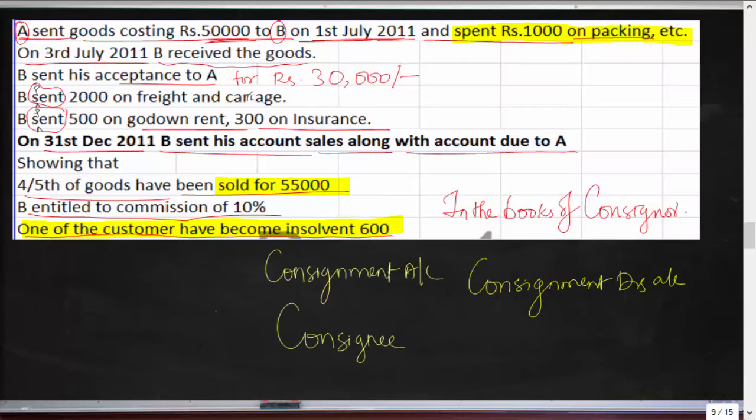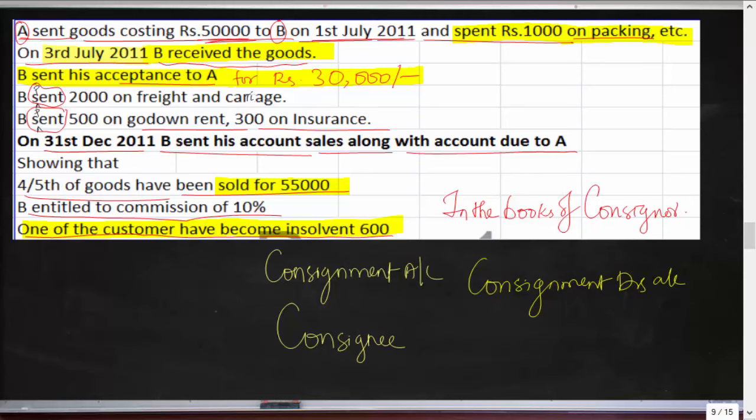Then we have on 3rd July 2011, B received the goods. So this is a transaction where there will not be any accounting entry, okay? Because B is not purchasing. B is just acting as an agent, so he will not pass an entry. But we have B sent his acceptance to A for 30,000. So what is the value of goods he received? It is 50,000. So he had sent acceptance.